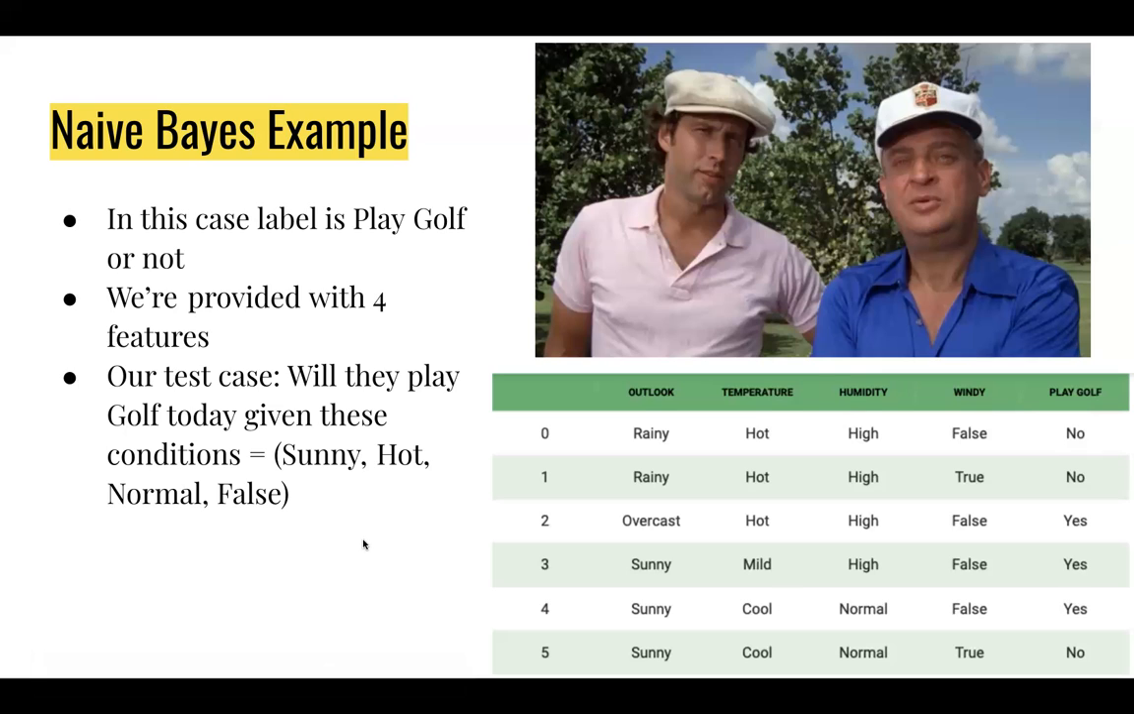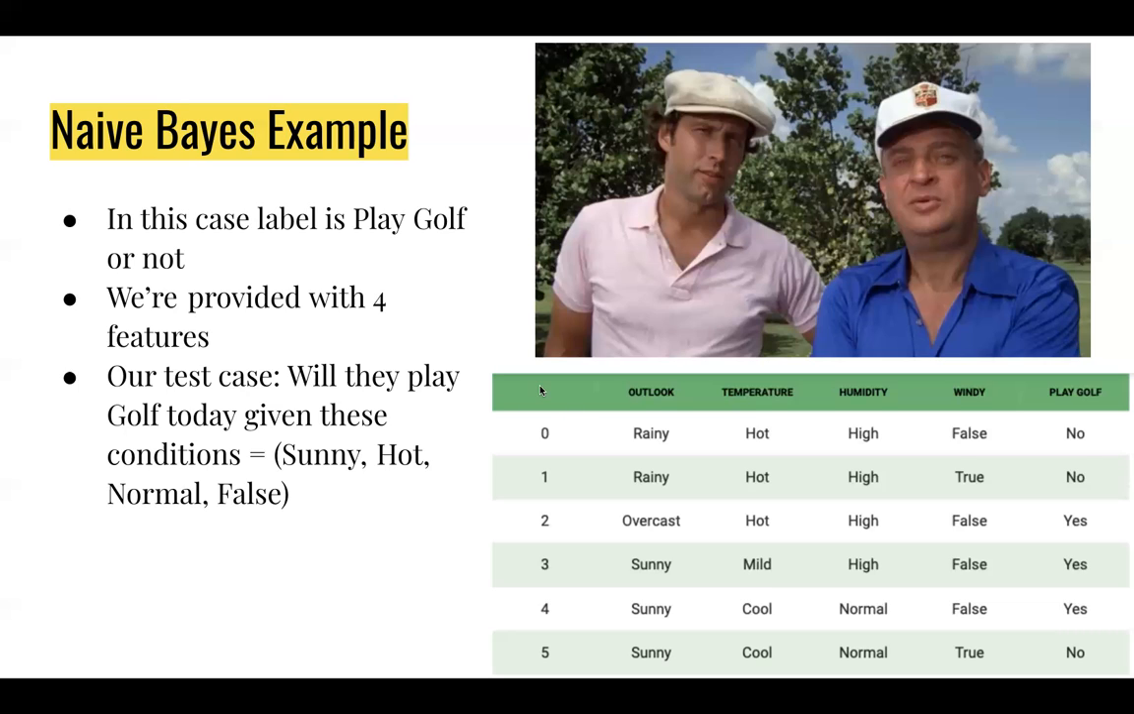We're going to be asked to use our Bayesian classifier to predict whether or not you're going to play golf given this specific set of conditions. In this case, the instance is outlook equals sunny, temperature equals hot, humidity equals normal, and windy equals false.